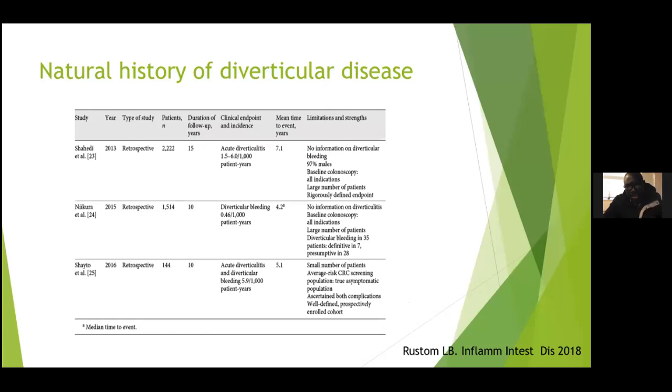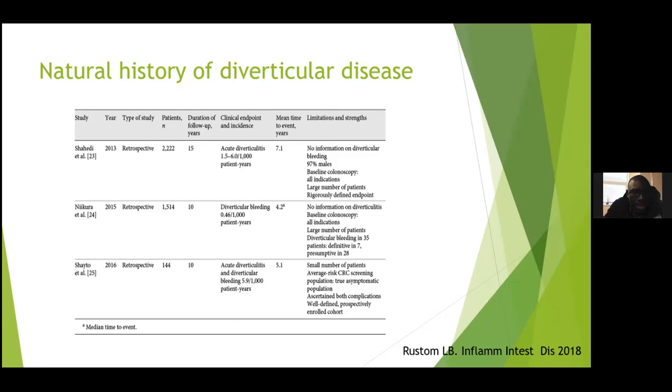Now, I looked at Rostom et al., who did a study. They did a systematic review to analyze the time to events. Among those who develop diverticulosis, how long does it take for them to have an event? The event could either be diverticulitis or bleeding, depending on what the study measured. And in this there were 3 studies that they noted in 2018.